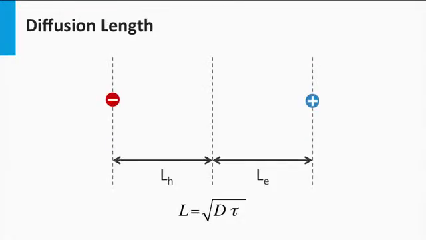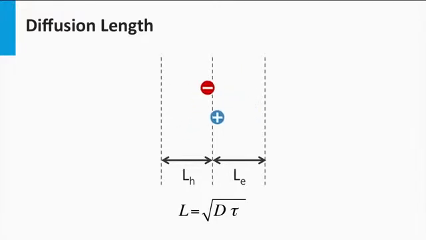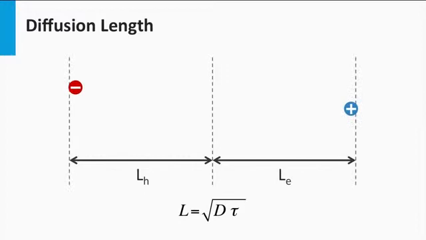The loss mechanisms, like recombination, determine the lifetime of the charge carriers. If the recombination rate is high, the lifetime of charge carriers is low. The diffusion length, L, is the average distance the excited charge carriers can move around and is determined by the lifetime of the charge carriers. If the recombination rate is high, the diffusion length will be shorter. When the recombination rate is low, the diffusion length will be longer.